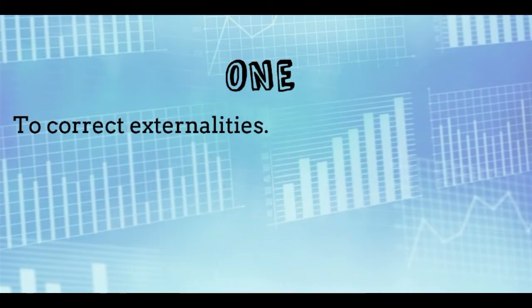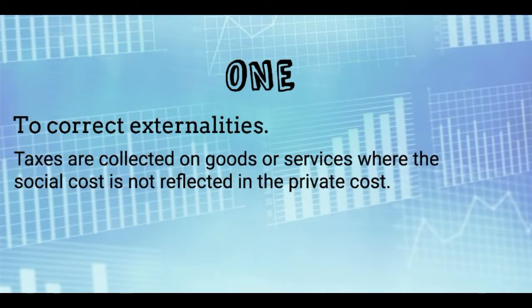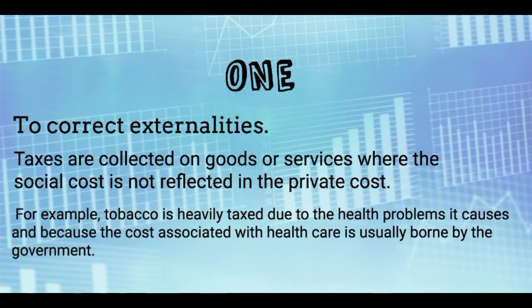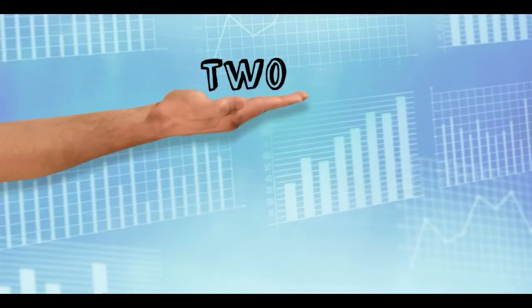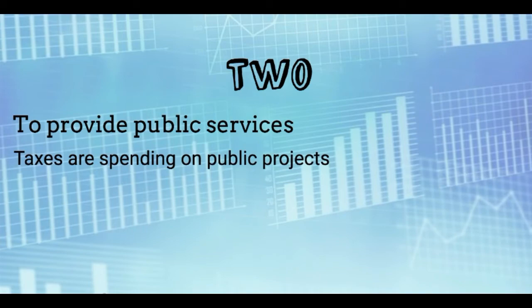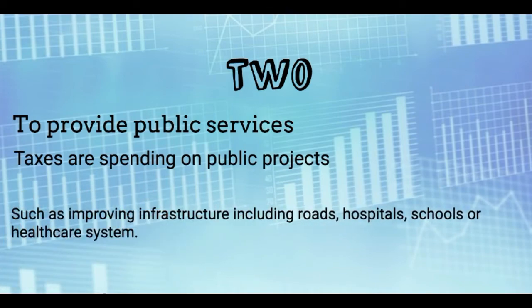1. To correct externalities. Taxes are collected on goods and services where the social cost is not reflected in the private cost. For example, tobacco is heavily taxed due to the health problems it causes and because the cost associated with healthcare is usually borne by the government. 2. To provide public services. Taxes are spent on public projects such as improving infrastructure, including roads, hospitals, schools, or the healthcare system.